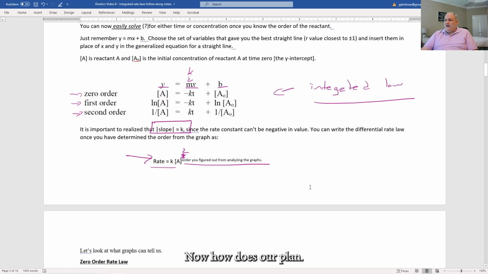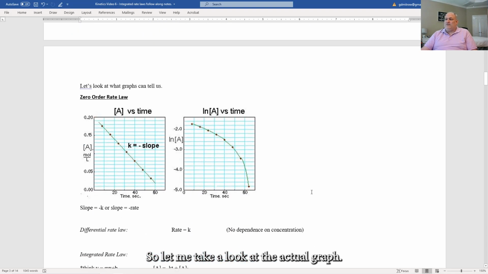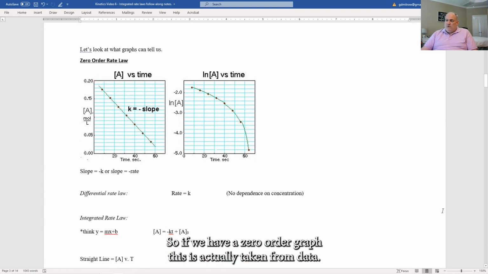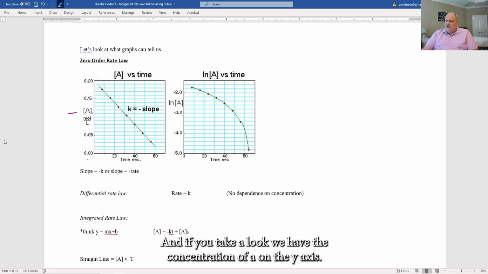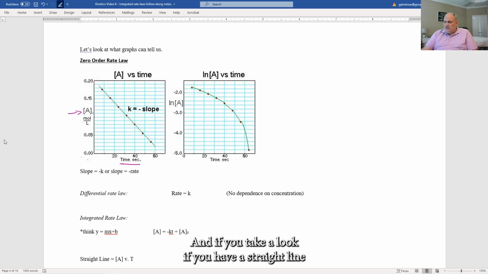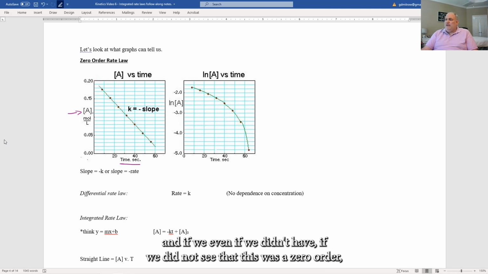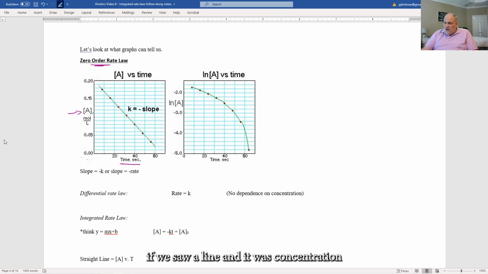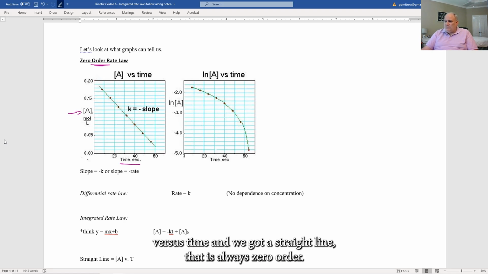Now, how does this all play in? Let me take a look at the actual graph. So if we have a zero order graph, this is actually taken from data, and if you take a look, we have the concentration of A on the y-axis and time on the x-axis. And you see we have a straight line. If we saw a line and it was concentration versus time and we got a straight line, that is always zero order.